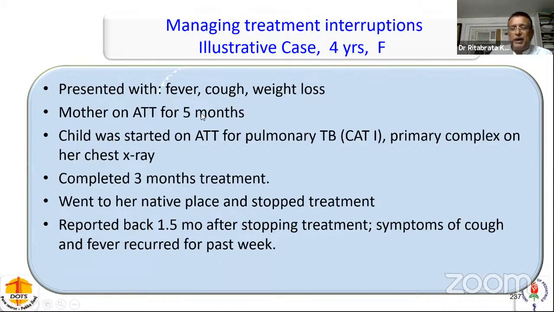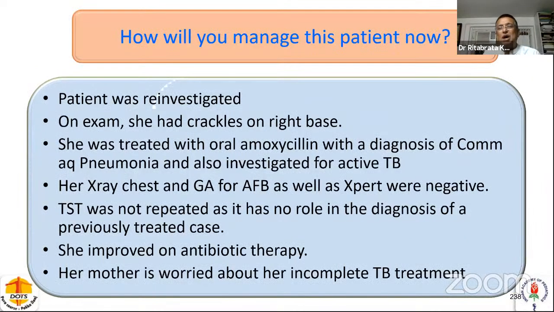And now, after 1.5 months, the child has again started developing cough and fever for the last 1 week. So the patient has now come back to you. How will you manage this patient? The patient was re-investigated. On examination, we found that she had crepts on the right base. She was treated with oral amoxicillin as a diagnosis of community-acquired pneumonia was thought, and also investigated for active TB. For active TB, we did X-ray chest and gastric aspirate for AFB, as well as CBNAAT, that is GeneXpert, which was negative.